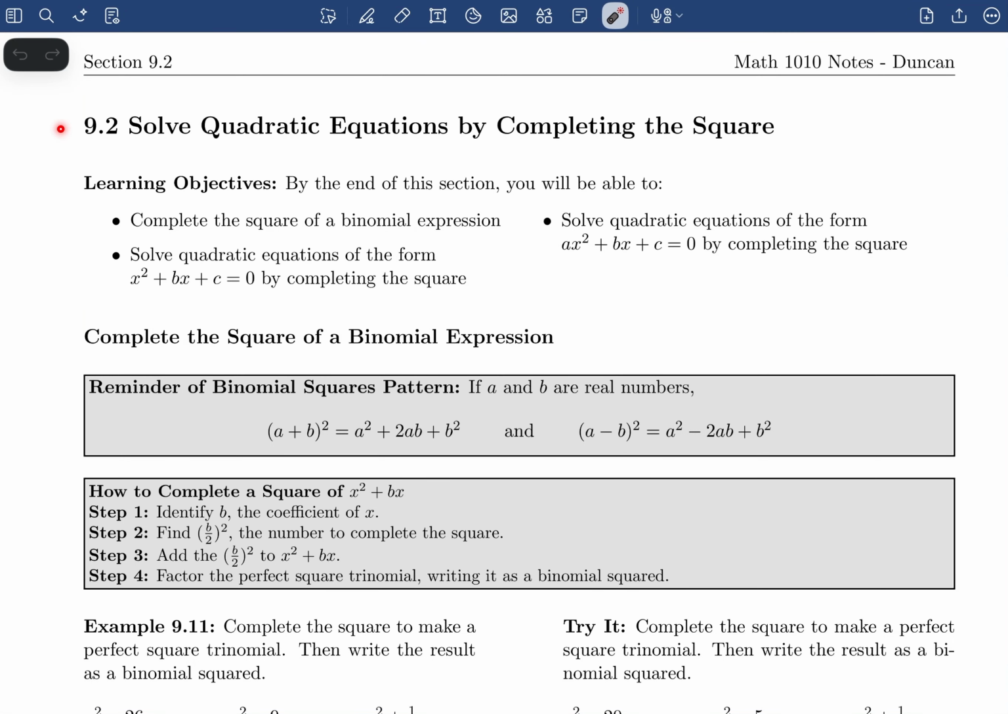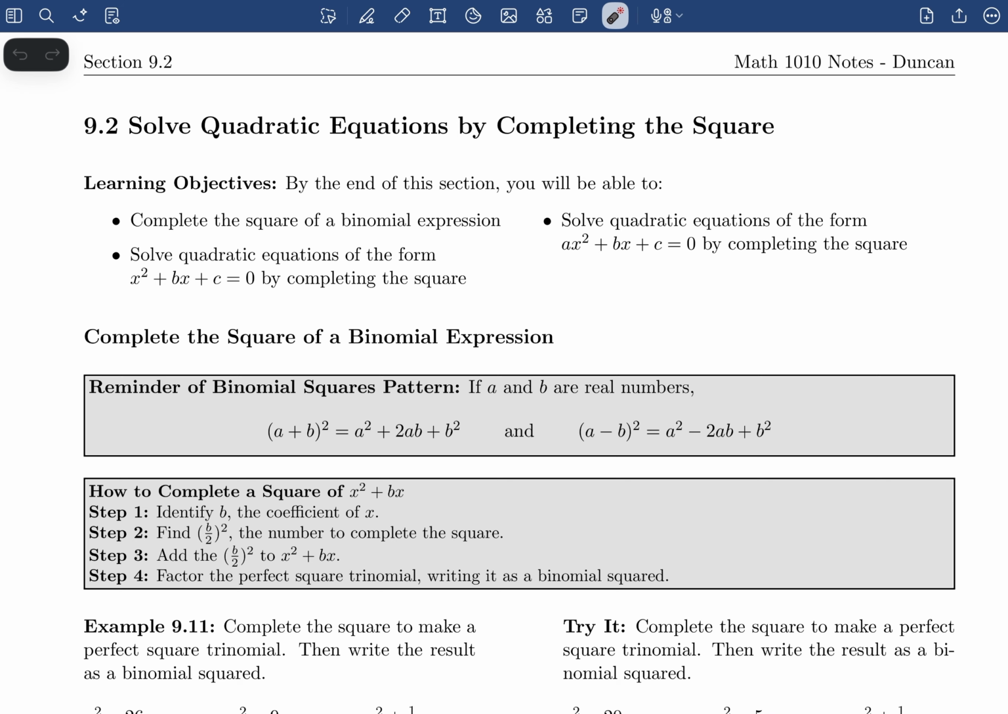This is lesson 9.2, solve quadratic equations by completing the square. The learning objectives are to complete the square of a binomial expression, solve quadratic equations of the form x squared plus bx plus c equals 0 by completing the square, and solve quadratic equations of the form ax squared plus bx plus c equals 0 by completing the square.